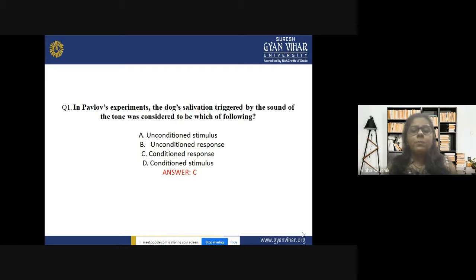In Pavlov experiments, the dog's salivation triggered by the sound of the tone was considered to be which of the following. The options are A. Unconditional stimulus, B. Unconditional response, C. Conditional response, or D. Conditional stimulus. So the correct answer is option C, that is conditional response.